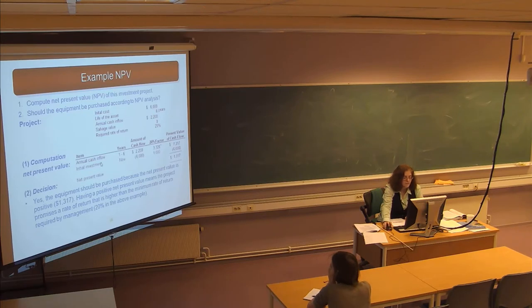The annual cash flow is computed over 6 years. So the present value of the cash flow is 7,317. The initial investment now is zero, using a 20% discount rate, and it has a net present value of 1,317. So, should the equipment be purchased according to the analysis? Yes, because this is a positive number. That means the project has a rate of return that is higher than the minimum rate of return required by management.